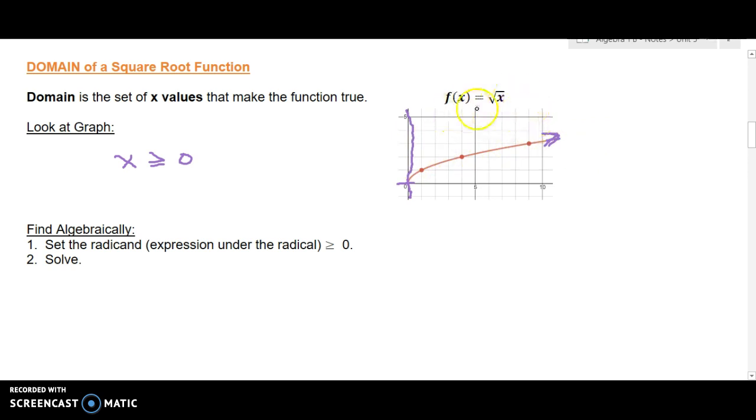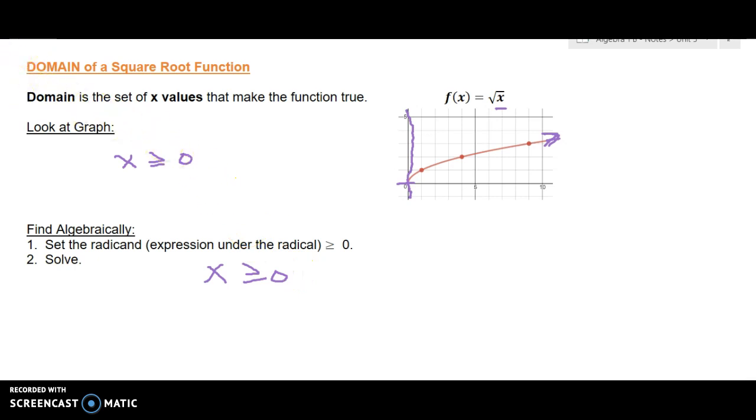If we don't have the graph, we can also find the domain algebraically, and we can do this by setting the radicand, or the expression under the radical, greater than or equal to 0. So we would say x in this case, because x is under the radical, is greater than or equal to 0. If we have more expressions here, we would go ahead and solve that, but right now we just have x, so we are done. So our domain is x is greater than or equal to 0.